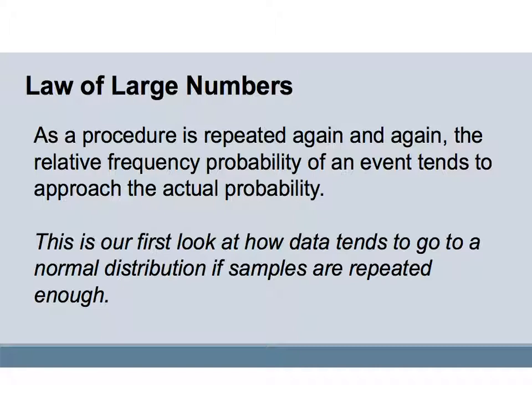Okay, law of large numbers. As a procedure is repeated again and again, the relative frequency probability of an event tends to approach the actual probability. This is our first look at how data tends to go to normal distributions if samples are repeated enough. This law of large numbers idea becomes very, very important in Chapter 6 and in statistics in general, because we found out that if we can do things over and over again and take different samples and then put together the statistics from those different samples, that statistics turns out to be pretty normal. So that puts everything in the same kind of distribution, and we can make much better guesses with it.